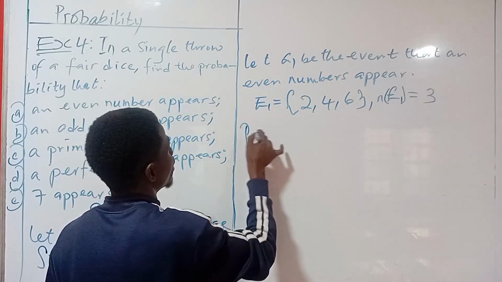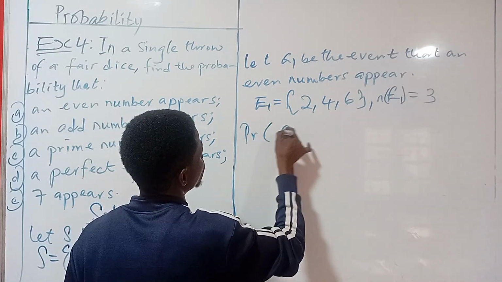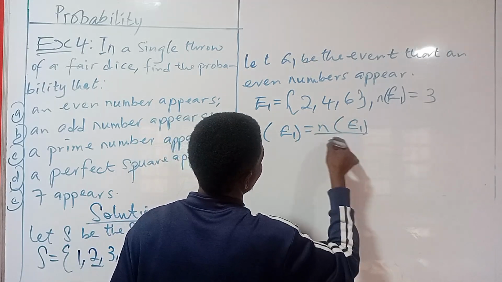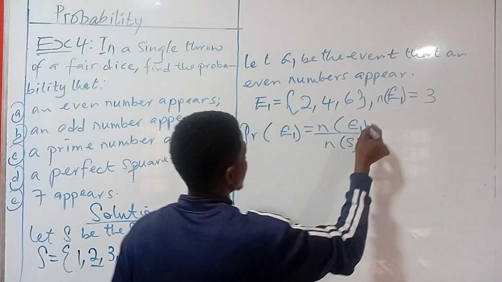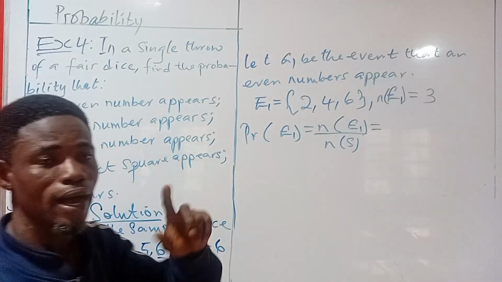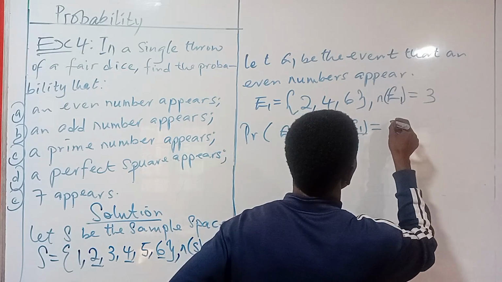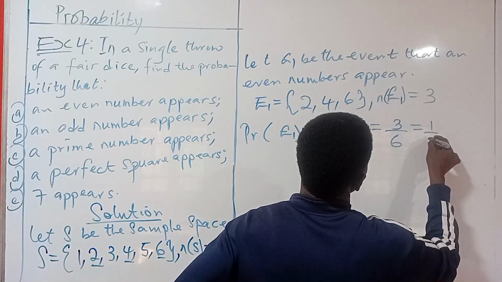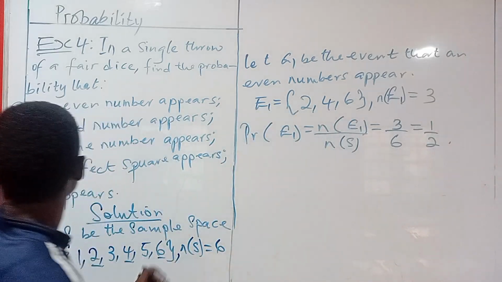Now the probability that an even number appears is going to be n of E1 divided by n of S. And n of E1 means the required outcome, an even number appears. So we are going to have 3 over 6, which is 1 over 2. Okay? So that is the solution to A.